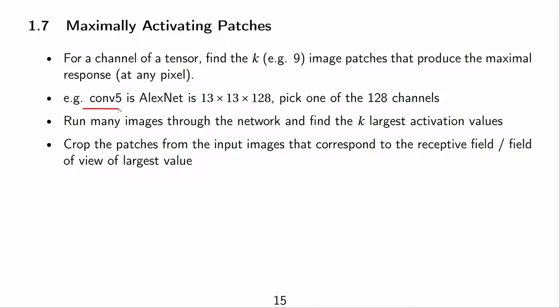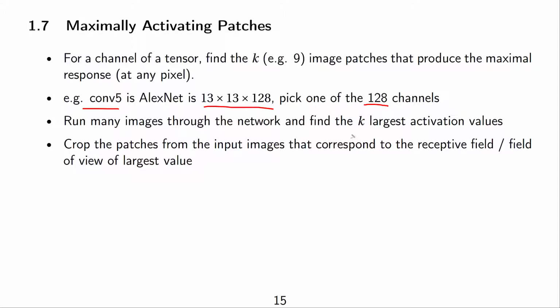In this example, conv5 of AlexNet is 13 times 13 times 128. So we could pick any of the 128 channels and then look for the maximum activation. We could run many, or let's say even all 1 million plus ImageNet images through the network, and then we find the k largest ones. That means the k images corresponding to the largest activations.